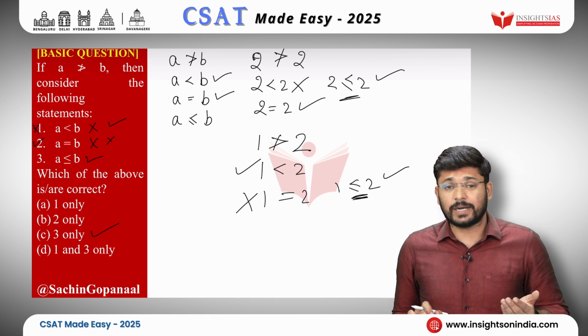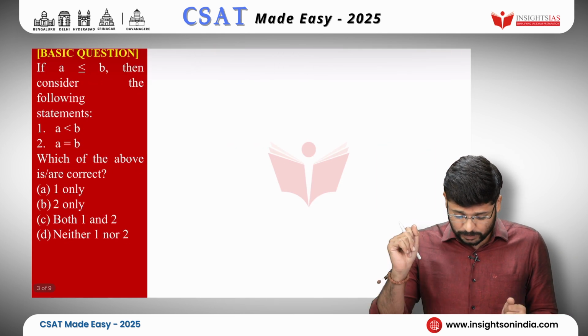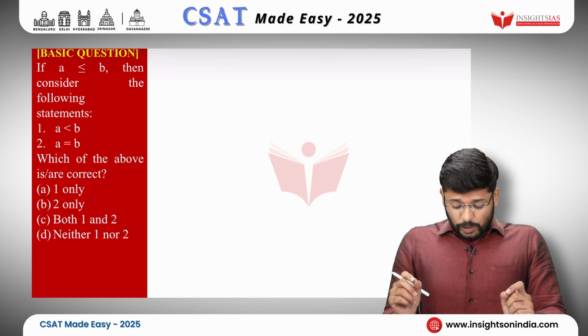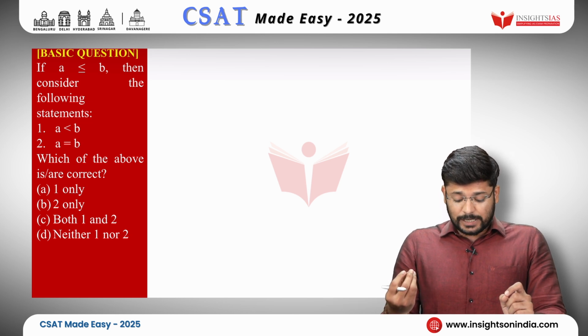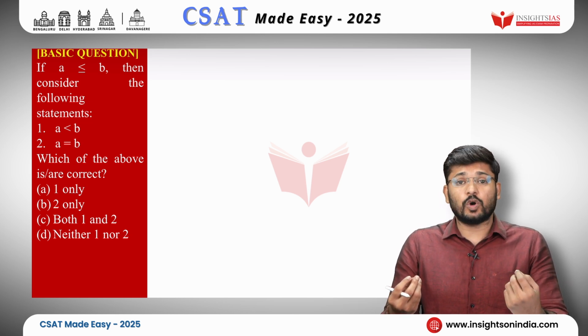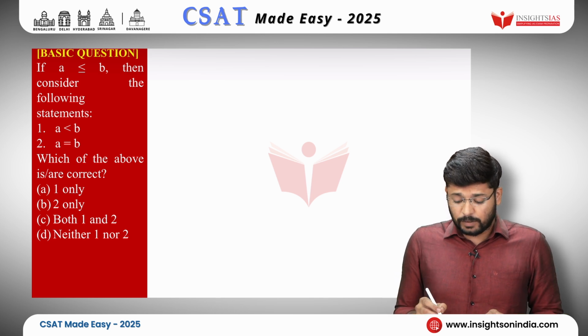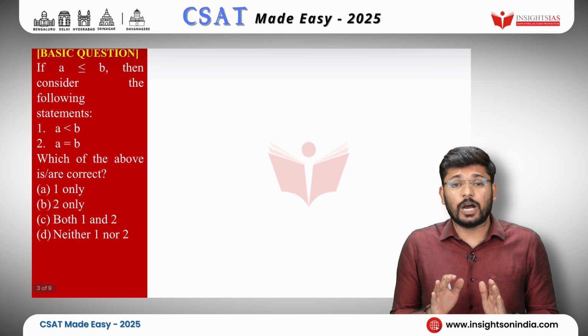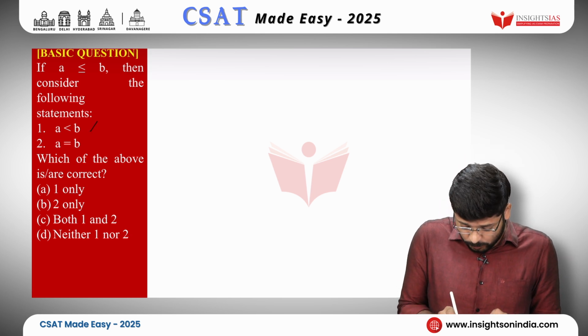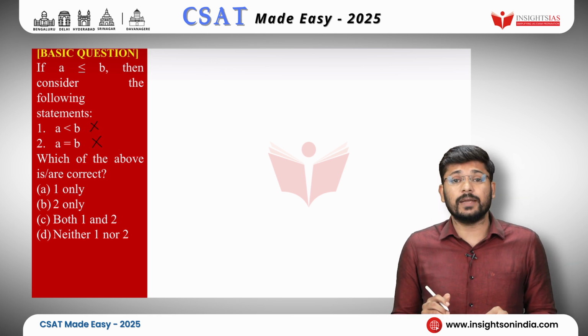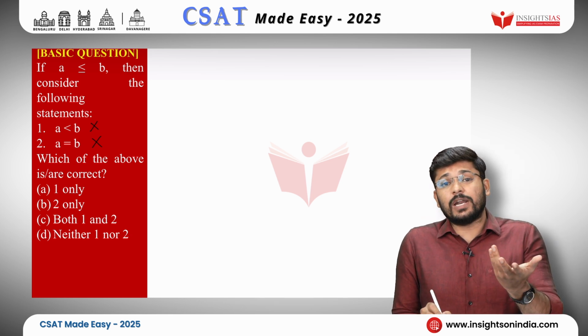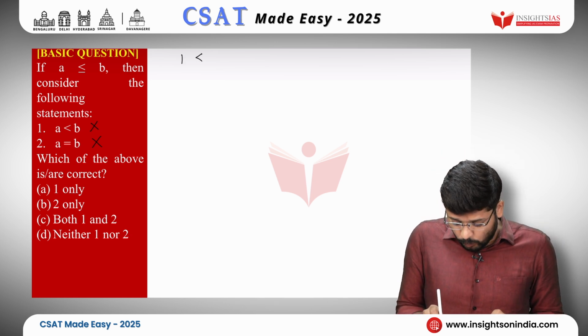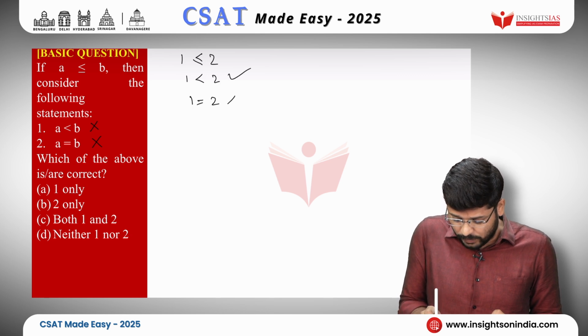Let's look at another basic question and another basic concept. If A is less than or equal to B, consider the following statements: A is less than B, or A is equal to B. Both of them seem to be true. However, both of them are wrong. Why? Because it depends on what value you take for A and B. If you took 1 less than or equal to 2, 1 less than 2 seems right, but 1 equal to 2 seems wrong.